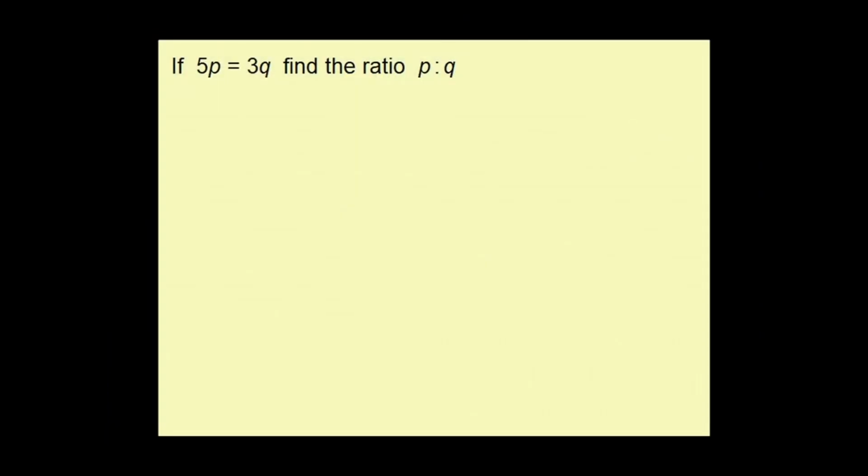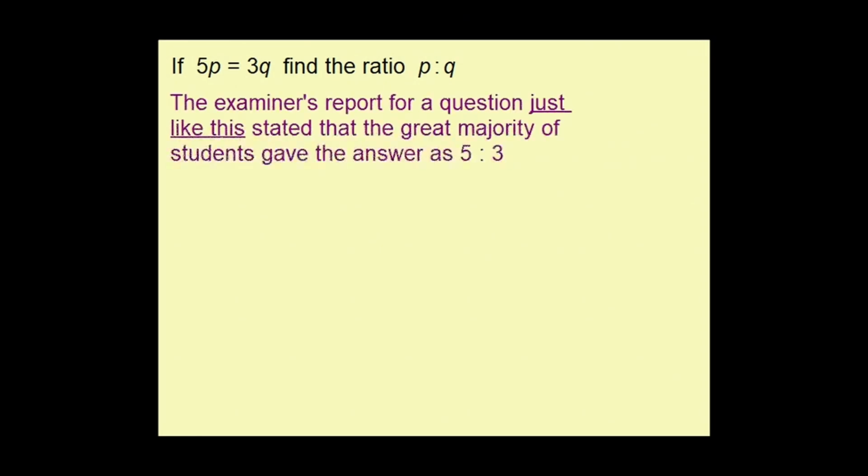This looks like a nice, short, easy little question. However, the examiner's report for a question just like this stated that the great majority of students gave the answer as 5 to 3, which is actually incorrect. The actual answer is 3 to 5. And we can check this because we know that if we multiply the outers together, we get 5p, which is here, and multiply the inners together, we get 3q, which is here.